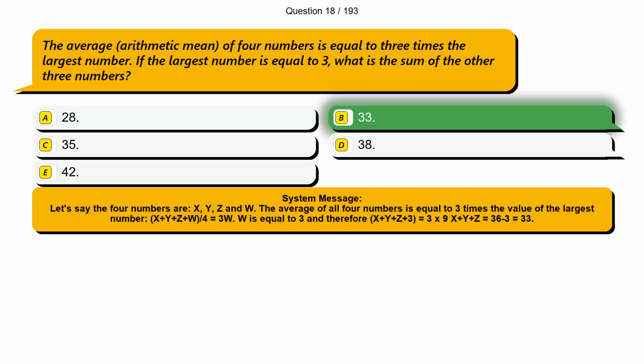Let's say the 4 numbers are x, y, z and w. The average of all 4 numbers is equal to 3 times the value of the largest number: x plus y plus z plus w, divided by 4, equals 3w. W is equal to 3, and therefore, x plus y plus z plus 3 equals 36. So x plus y plus z equals 36 minus 3 equals 33.